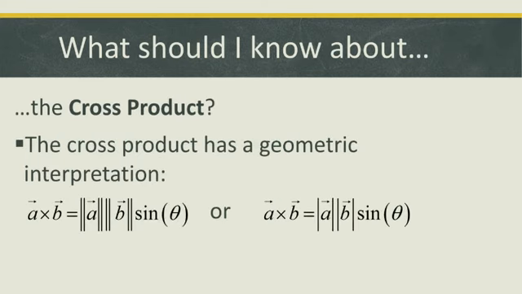The cross product has a geometric interpretation, and you can see that it's quite similar to what we saw with the dot product. The difference being that it's the sine of an angle of separation rather than the cosine of the angle of separation. We'll talk a little bit more about what this means, but for now we're going to leave this as kind of a symbolic representation, keeping in mind that there is more to this to come in class.